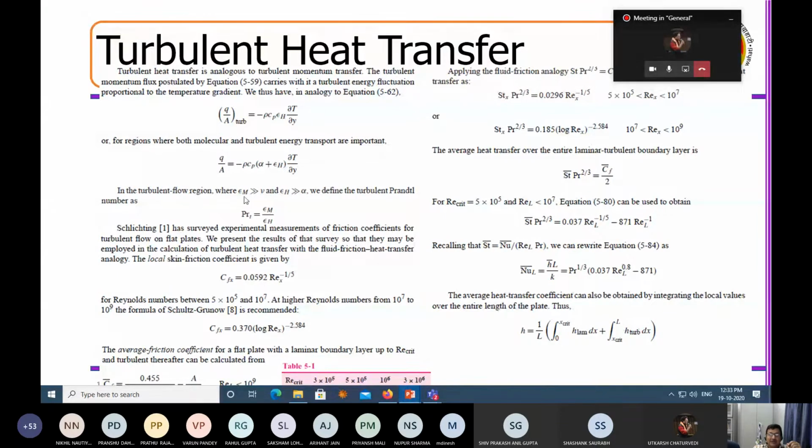Now, I say that epsilon M is much, much greater than nu in the turbulent flow regime. The momentum diffusivity of the eddies is much, much higher than the molecular diffusivity, and the thermal diffusivity related to the turbulence is much, much higher than the molecular thermal diffusivity. And this is what has been defined by the turbulent Prandtl number, which is epsilon M by epsilon H. It is just a replacement of nu by alpha, where epsilon H is the eddy viscosity associated with the heat transfer.